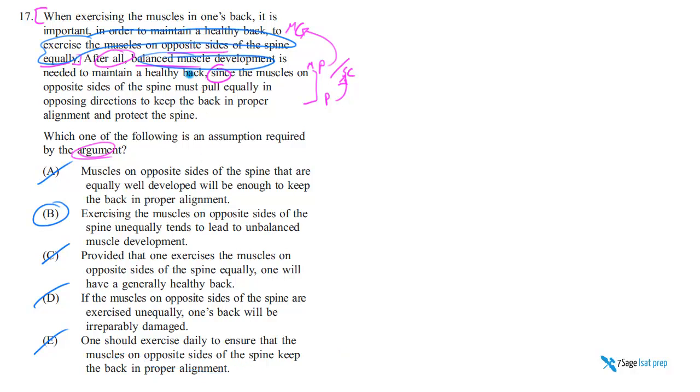This is a tough question because all of these wrong answer choices use these words and talk about these concepts that we are talking about in our stimulus, but they're just not the right relationship that we need. The right relationship that we need is something that connects the idea of exercising muscles on the opposite sides of your spine equally to the idea of getting balanced muscle development. And that's what B does. All the other stuff is completely irrelevant to what we're talking about.